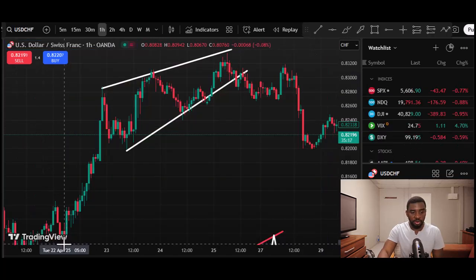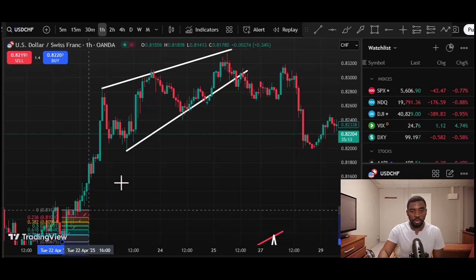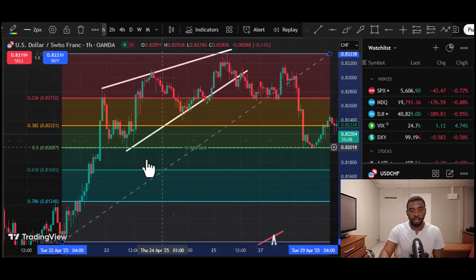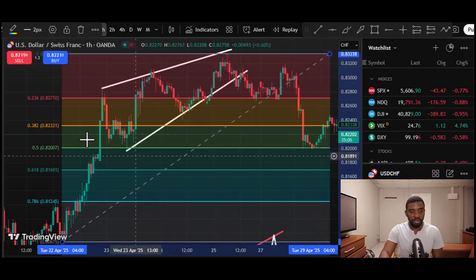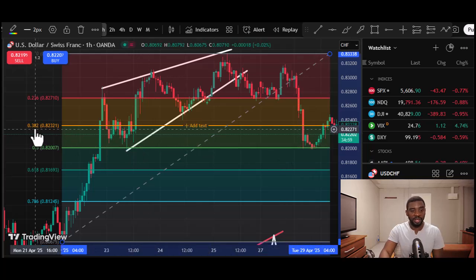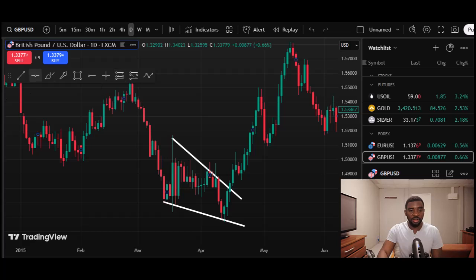Let's go back to the second example. I'm measuring from this swing low here all the way to this swing high. So if I'm taking my profit, it will still be at the 50% Fibonacci retracement level. So my first TP will be at the 38.2 Fibonacci retracement level. Final TP will be at the 50% Fibonacci retracement level. Let's go back to the bearish example and look at it.